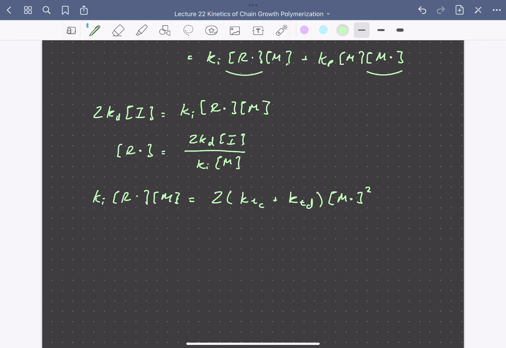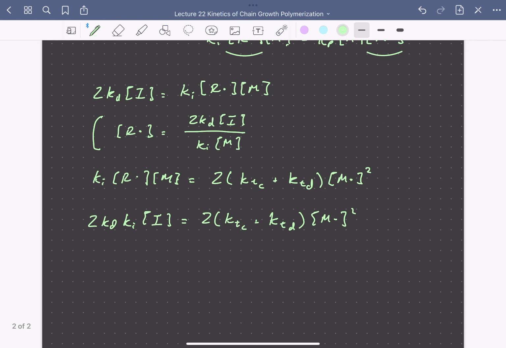Substituting our expression for R dot, so this expression here, into our pseudo-steady state approximation for M dot, we can write that 2 times Kd times Ki times the initiator concentration is equal to the rate of termination. So this is 2 times the rate constants for combination and disproportionation termination times the concentration of growing chains squared. Now we can solve for our concentration of growing chains, and this comes out to an expression that looks like this.